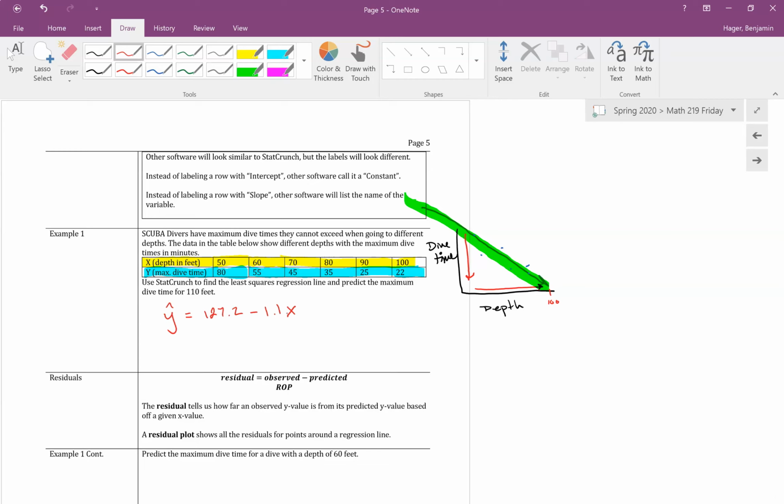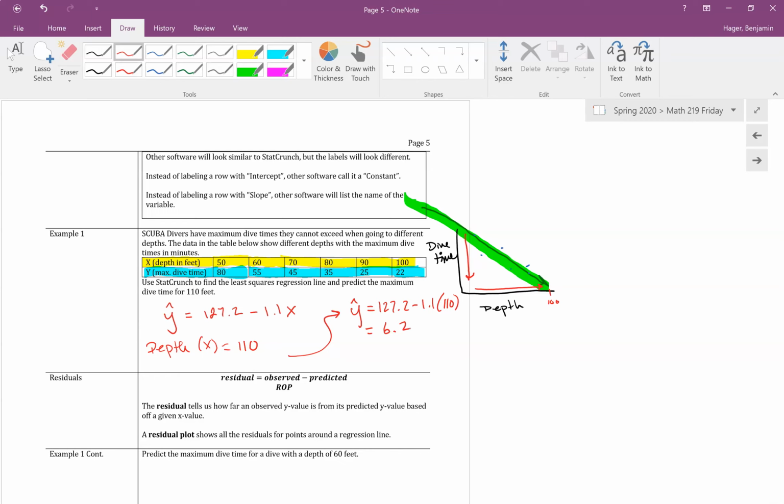Once you're armed with that equation, you can go answer a variety of questions about this stuff. So they want to know, well, what's the dive time when my depth is 110 feet? If your depth, which is x, equals 110 feet, let's plug it in and see. Y hat, the approximate dive time, I'll give you a minute. I got 6.2. So you could stay down for approximately 6.2 minutes.